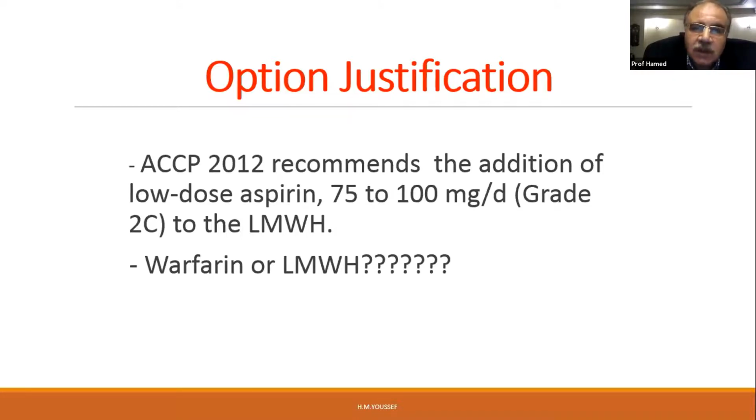So for this patient especially, you have to counsel her and tell her that warfarin is more effective, but it carries a lot of problems regarding your fetus. The other question: what is the difference between warfarin embryopathy and warfarin fetopathy? Do you know the difference between warfarin embryopathy and warfarin fetopathy?